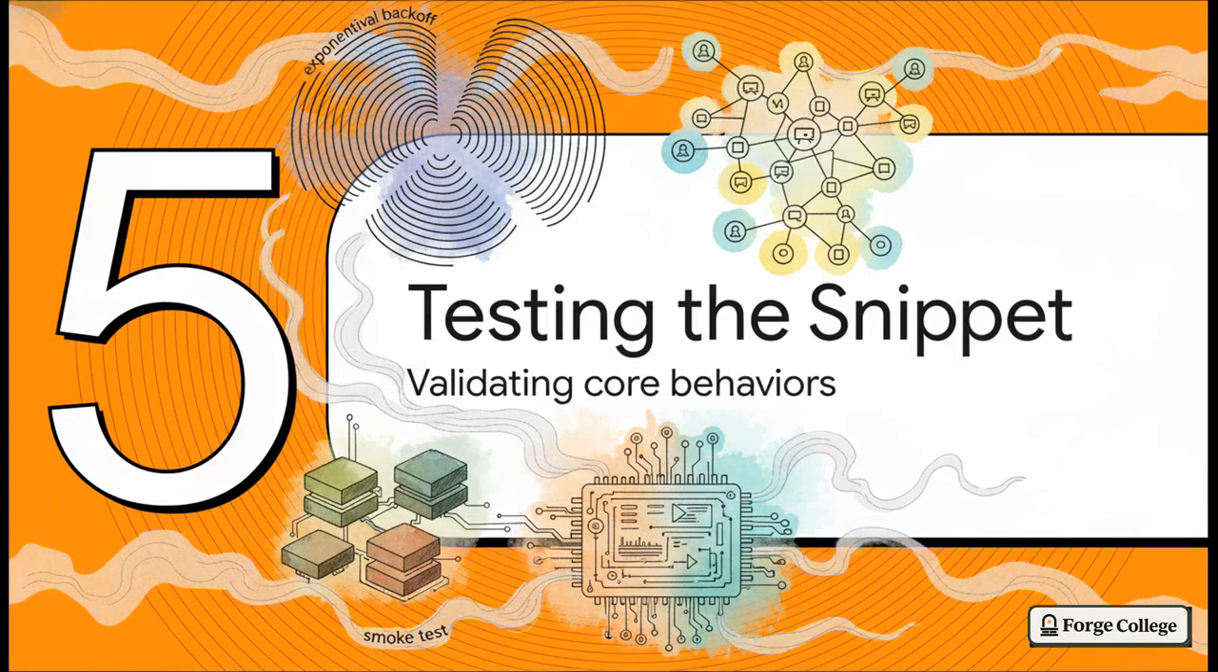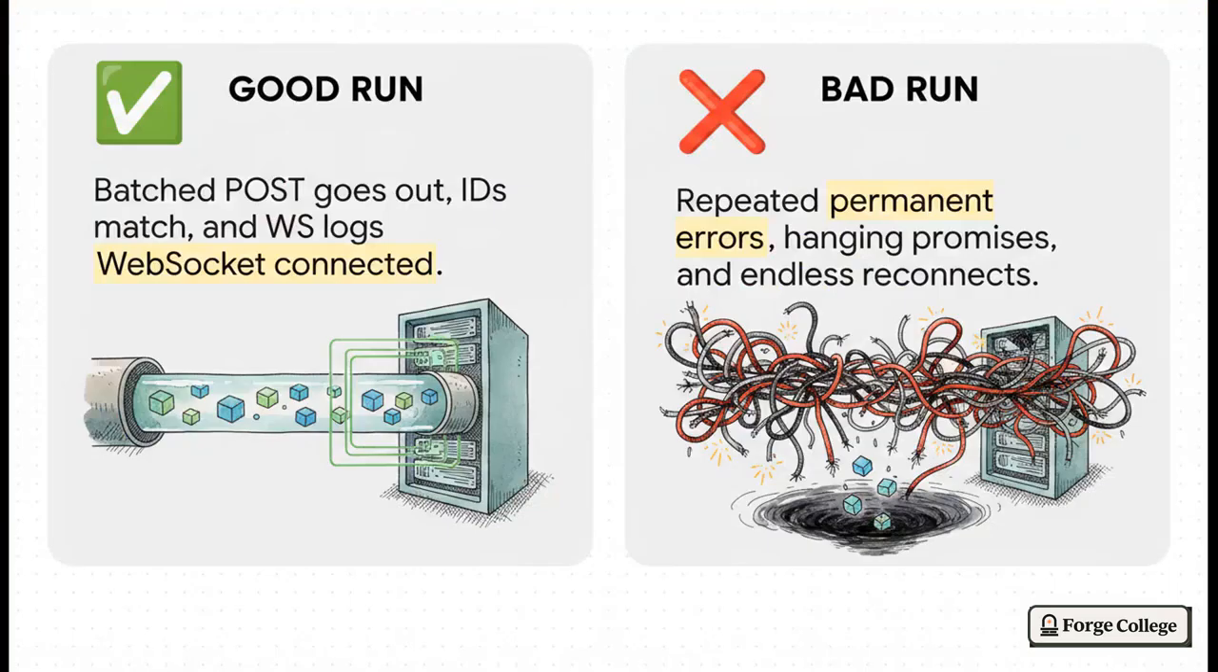Which brings us to Section 5, testing the ultimate snippet, time to validate our core behaviors. So let's bring our three tools together. We take our exponential backoff, our batcher, and our subscription manager, we combine them into a unified, reusable Node.js code snippet, and we run a smoke test. Here's a quick diagnostic of what your console log should actually look like.